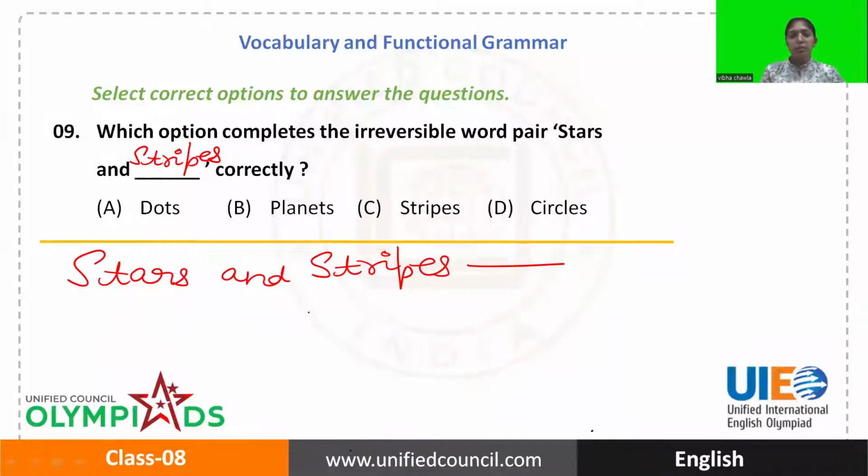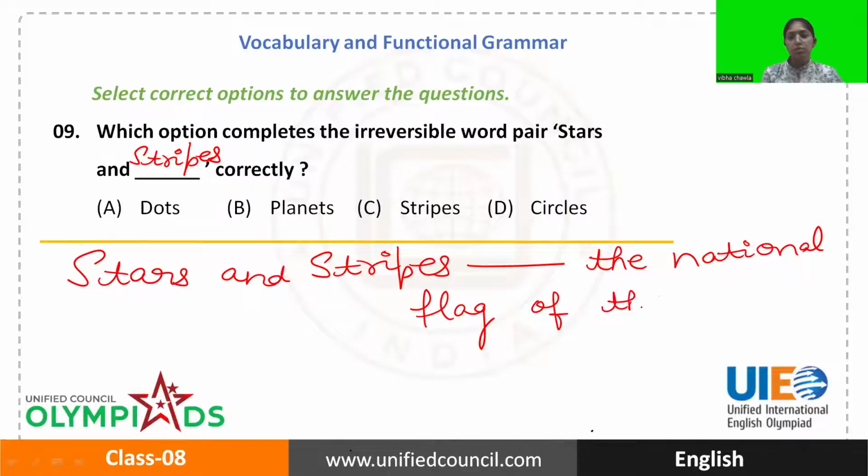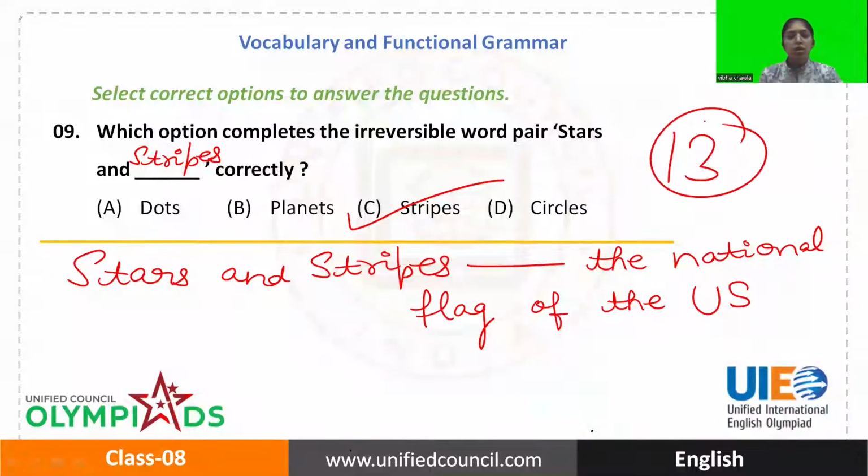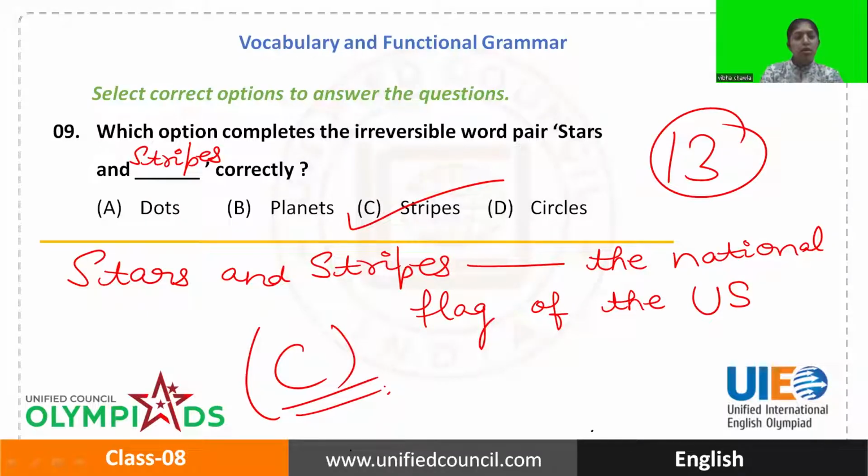It's a noun. It's an irreversible word pair. Stars and stripes basically refers to the national flag of the US. It basically consists of 13 horizontal stripes that are alternately red and white, representing the original states, and a blue field containing 50 white stars, which represents the present states. So stars and stripes refers to the national flag of the US. It is option C.